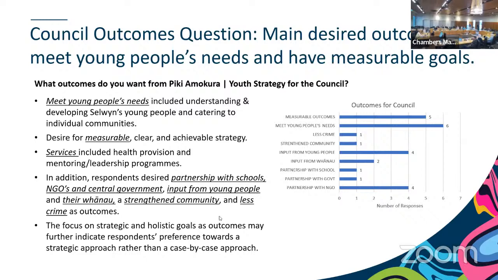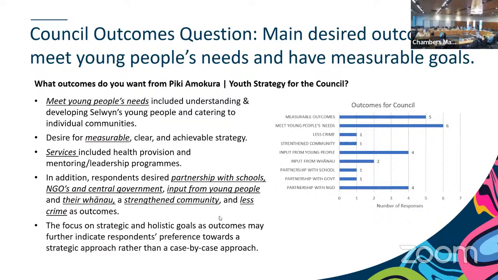Thirdly, we asked you about what outcomes you wanted for the council. The main desired outcomes you wanted were to meet young people's needs and to have measurable goals. So meeting young people's needs included understanding and developing Selwyn's young people and catering to individual communities. And there was a clear desire for a measurable, clear and achievable strategy.